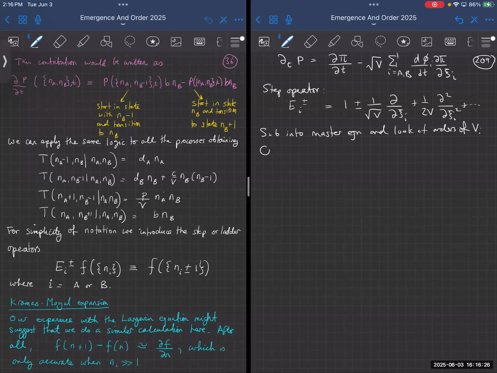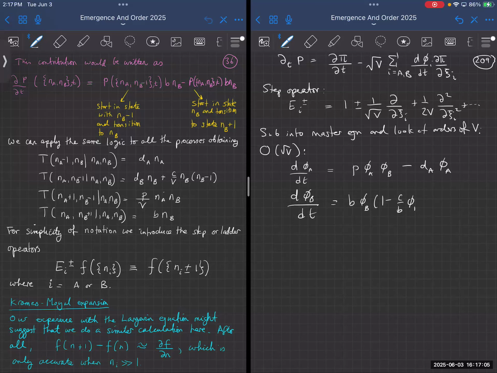So if I look first of all at order square root of V, then this is what I get, and this is something that's quite straightforward to derive. The first term is dφA/dt equals pφAφB minus dAφA, and dφB/dt equals bφB(1 minus c over b φB) minus pφAφB.